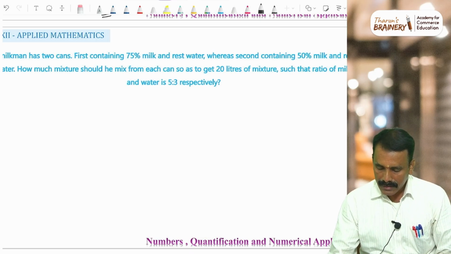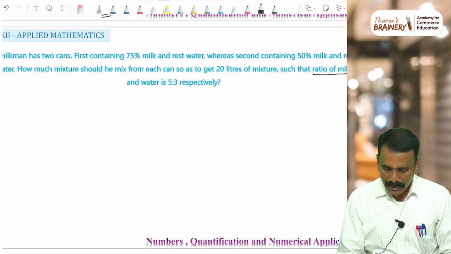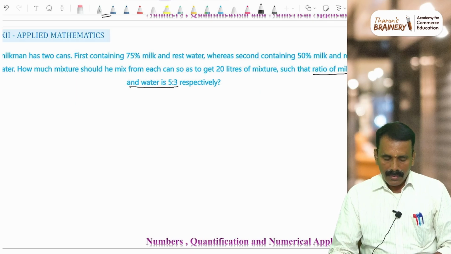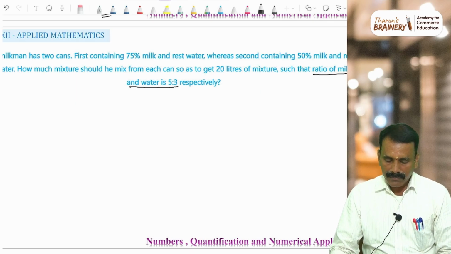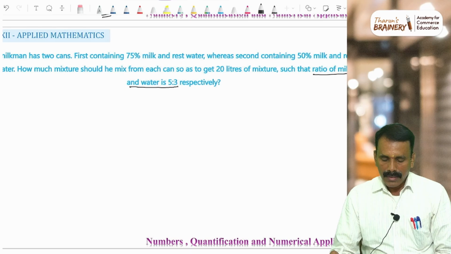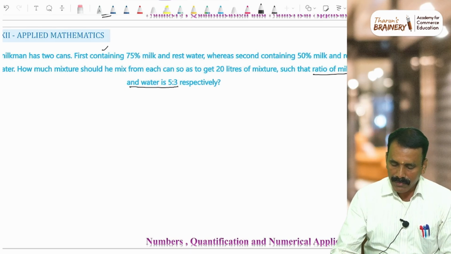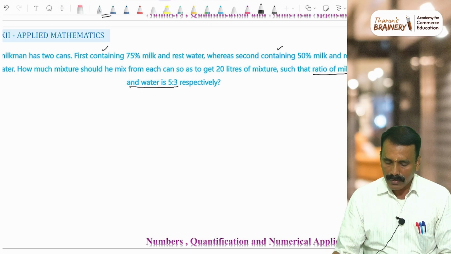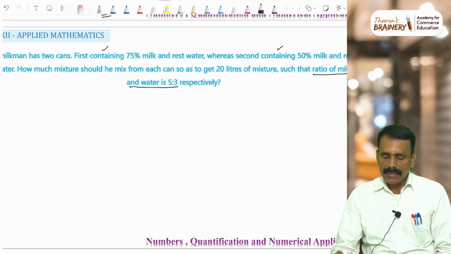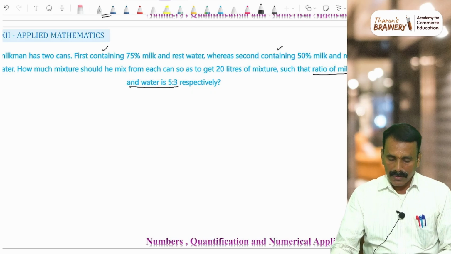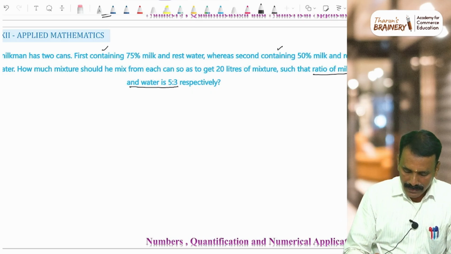Again, ratio of milk and water is given. How much mixture should we mix from each can? So how much we have to take from the can 1 and how much we have to take from can 2 so that the resulting mixture will have the milk and water in the ratio 5:3. So we take can 1.